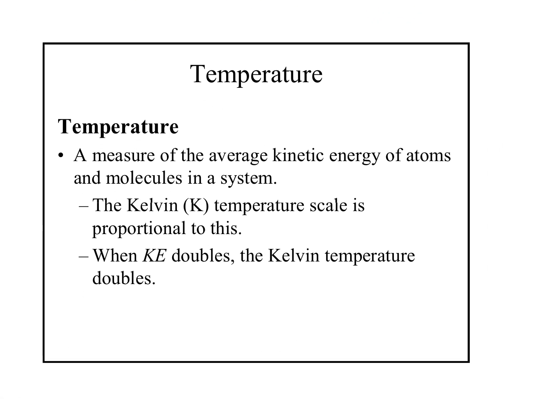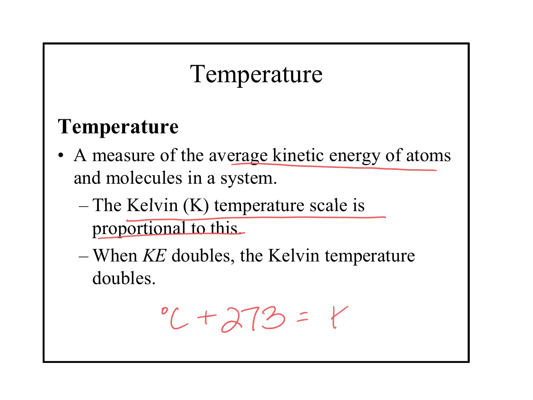All right, temperature. When we talk about temperature and any of our gas laws, we have to have them in the Kelvin scale, because the Kelvin scale is proportional to the average kinetic energy of our atoms and molecules. So when the kinetic energy doubles, the Kelvin temperature doubles. So remember, if we have our degrees Celsius, to get it into Kelvin, we're going to add this magic number, 273.